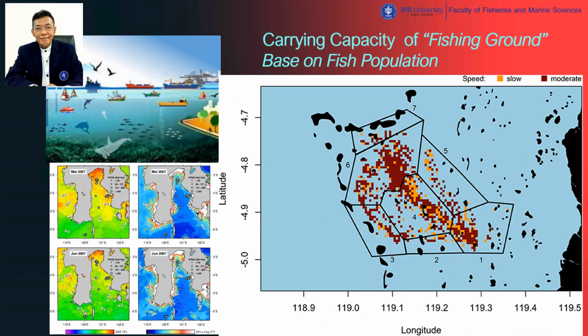We just talked about the carrying capacity of area. So we move to the other side of carrying capacity, such as carrying capacity of fishing ground based on fish population. The carrying capacity for capture fisheries considers fish population and fishing grounds. The high or low carrying capacity of the fishing ground is determined by the distribution of fish population, the abundance of fish, and the growth of the fish population.